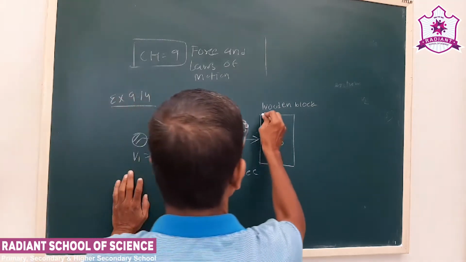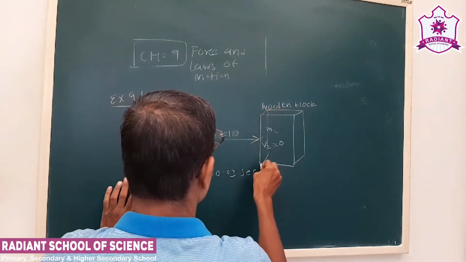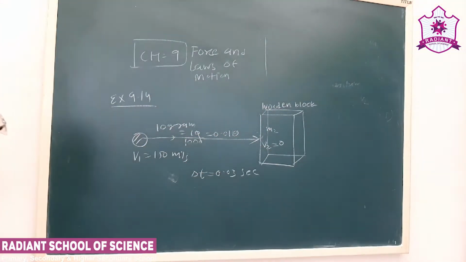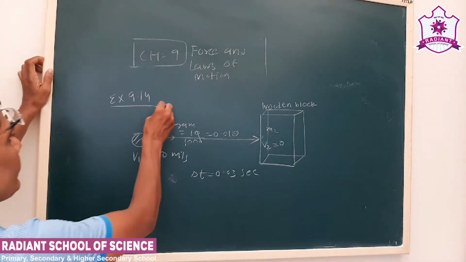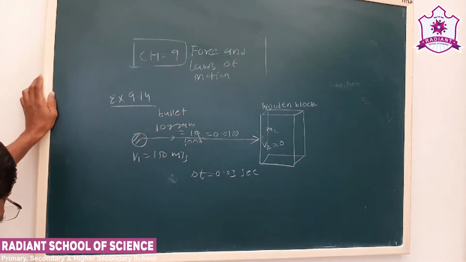Let us say the wooden block is like this, and the hockey ball, or the bullet, penetrates. What is the penetration? Also calculate the force.